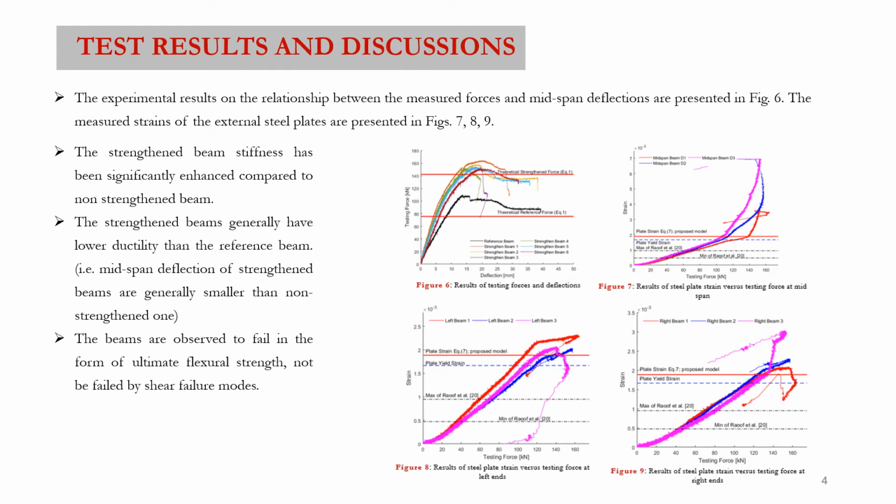Test results and discussions. Our results are presented from Figure 6 to Figure 9. Our observations include: 1. The strengthened beam stiffness has been significantly enhanced compared to the non-strengthened beam. 2nd, the strengthened beams generally have lower ductility than the reference beam. 3rd, the beams are observed to fail in the form of ultimate flexure strength, not by shear failure modes.